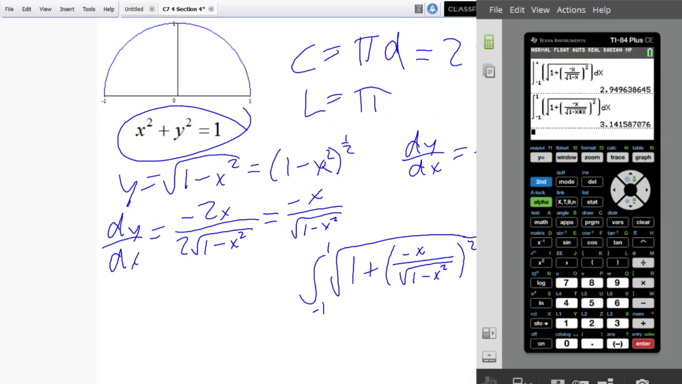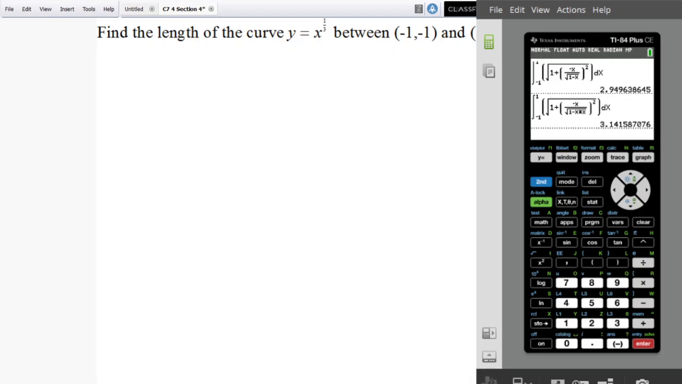So I guess my caution here is really be wary of your calculator not being able to handle stuff here. Make sure that you type in everything correctly. All right, so now we're going to find the length of the curve y equals x to the 1/3 power between (-1, -1) and (1, 1).